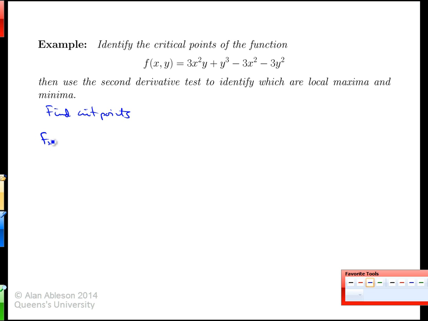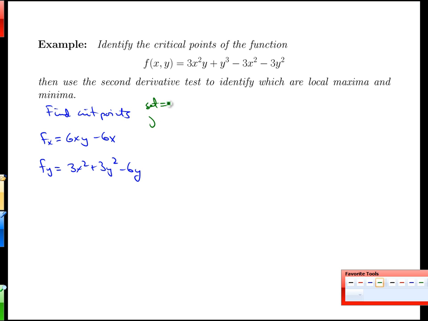So we find the x derivative, and that's going to be 6xy minus 6x. Find the y derivative: 3x squared plus 3y squared minus 6y. And we're going to set those equal to 0 because we're looking for critical points. Set those equal to 0.